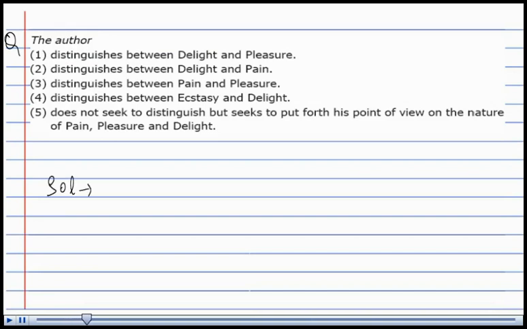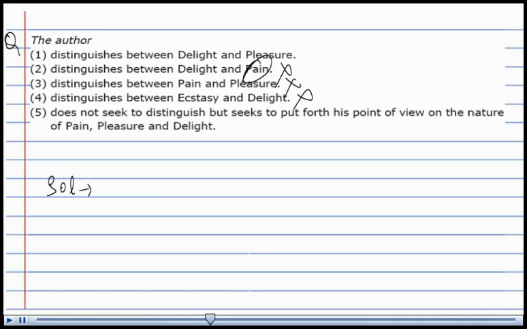The question is, the author, the solution. Now let's read all the options to find out the correct answer. Coming on to the second, distinguishes between delight and pain. The use of pain is incorrect. Option 3, distinguishes between pain and pleasure. This is again incorrect. Option 4, distinguishes between ecstasy and delight.